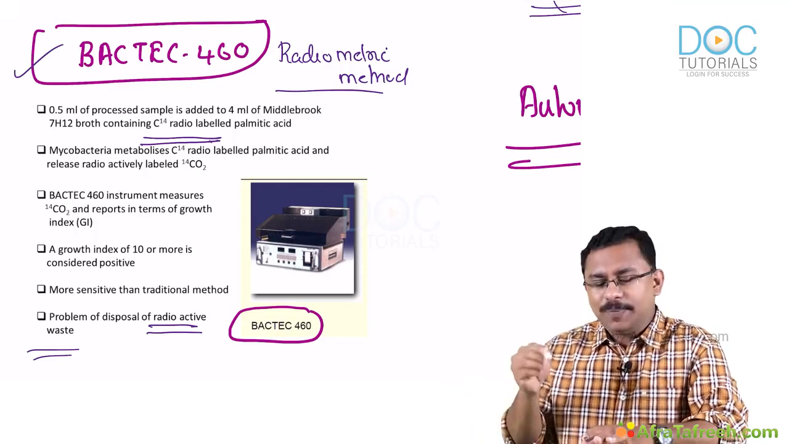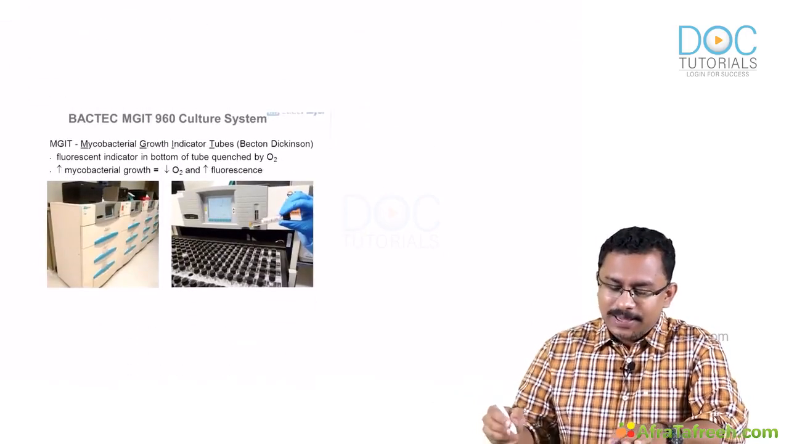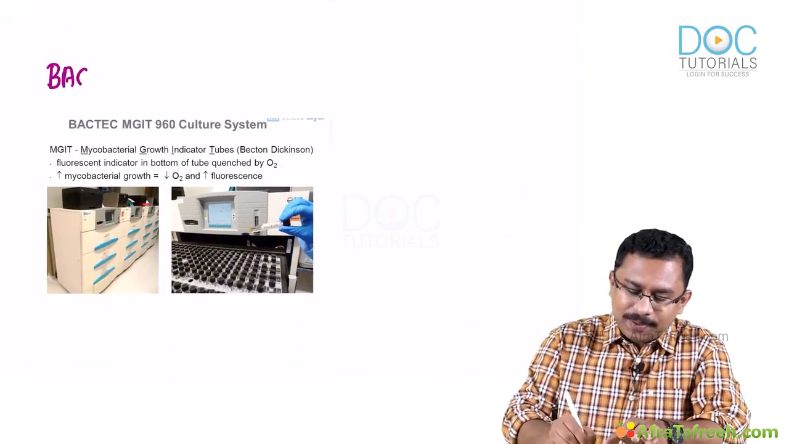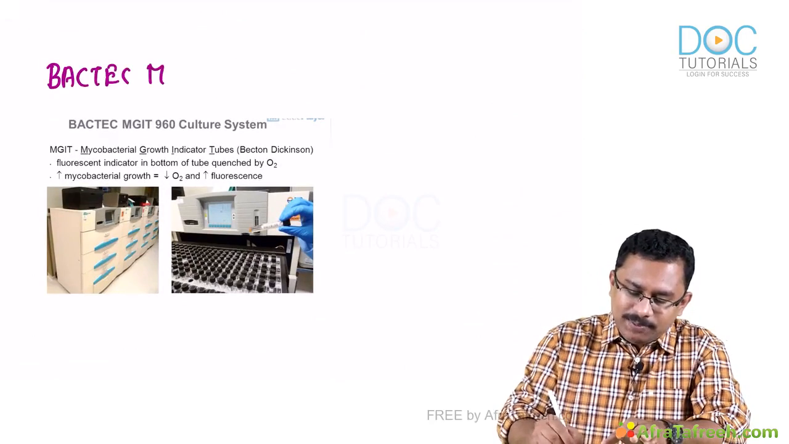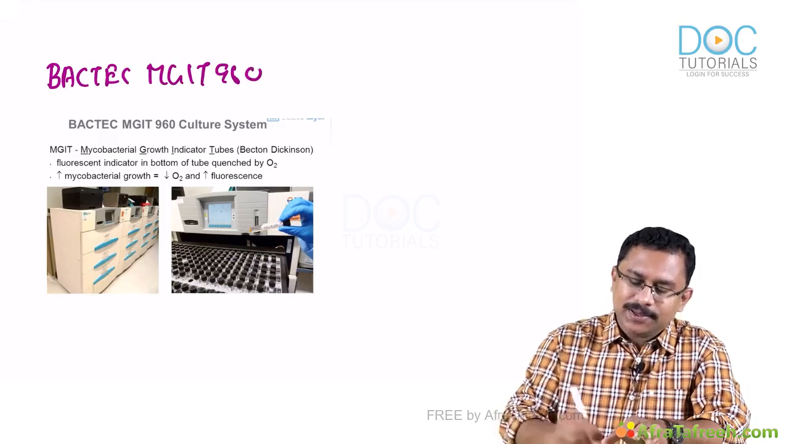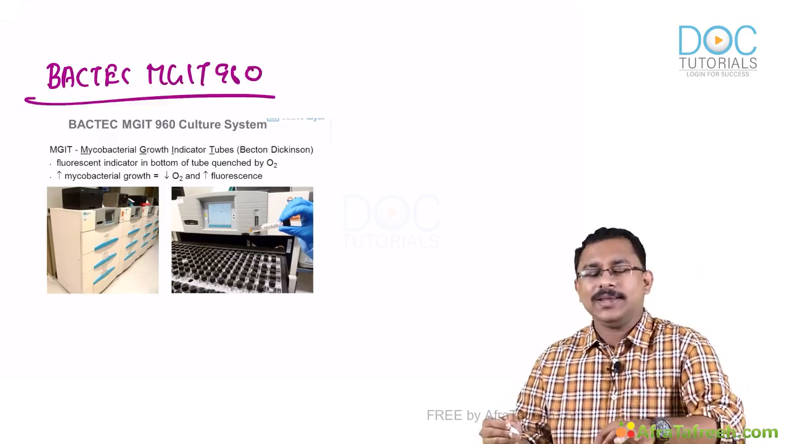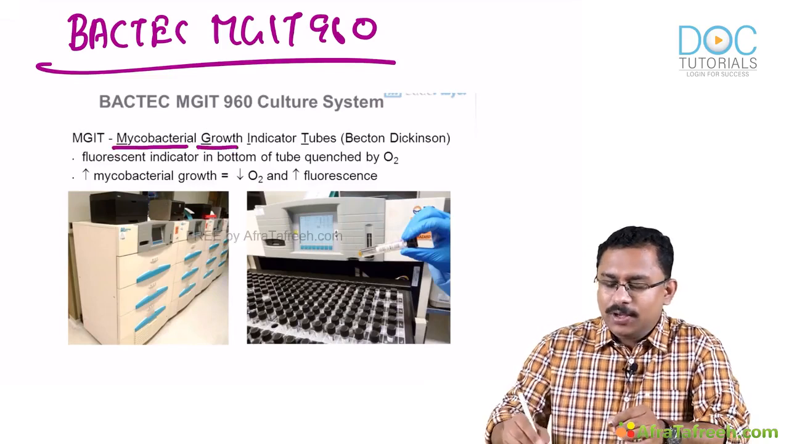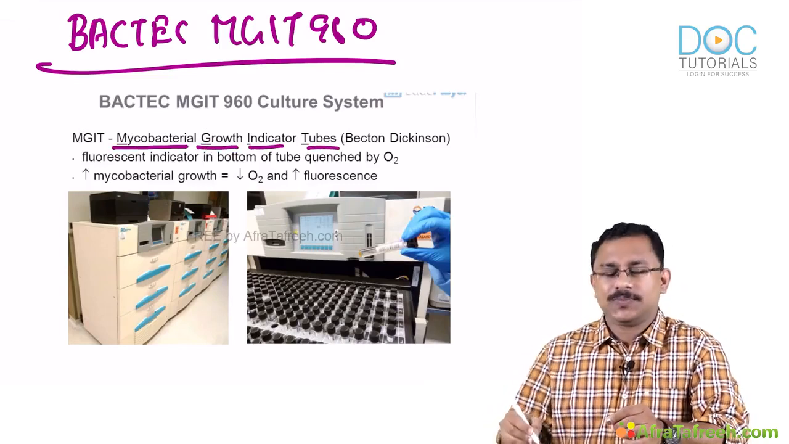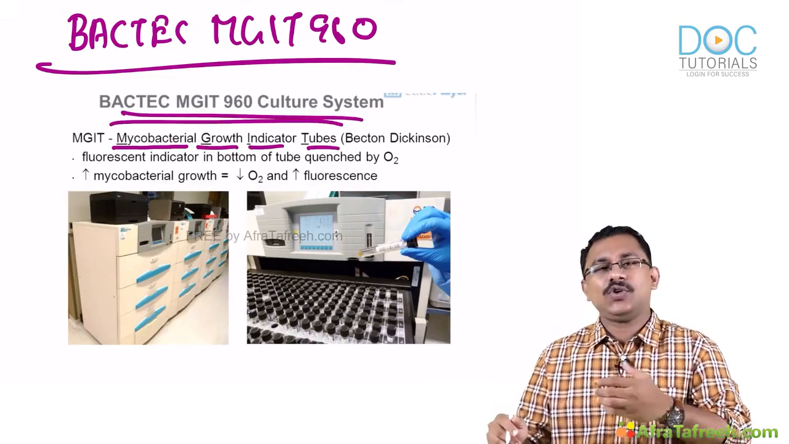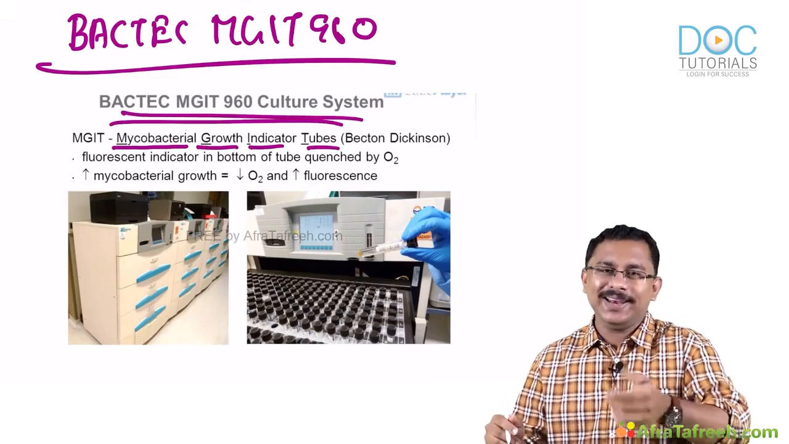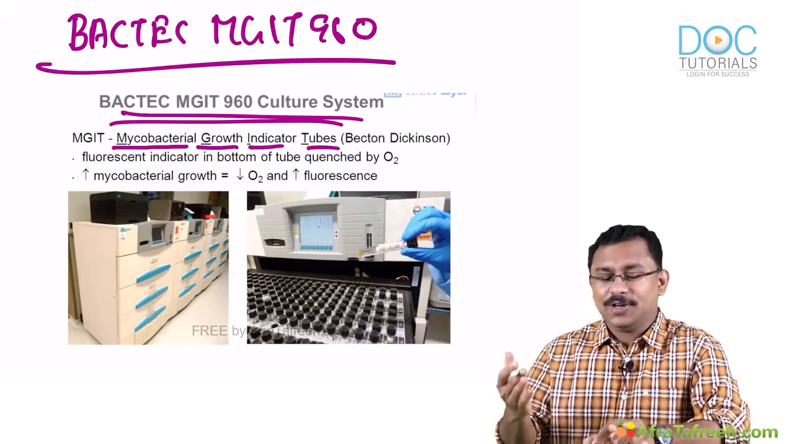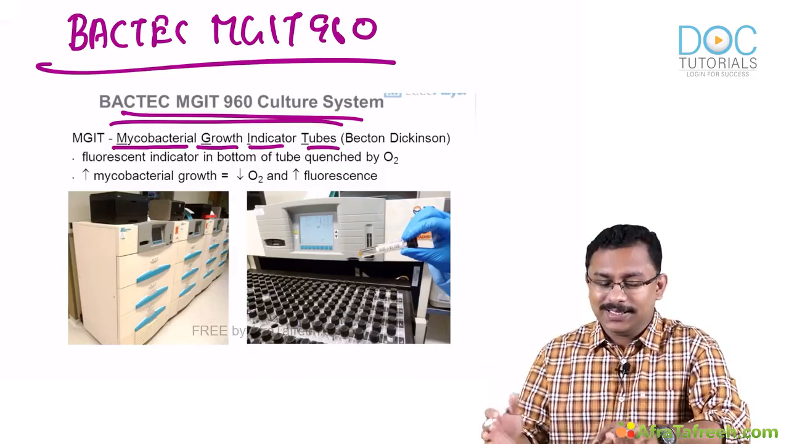So one method is your BACTEC 460 method, and the second method is your BACTEC MGIT 960 method. This is another automated culture method. MGIT stands for Mycobacterial Growth Indicator Tubes. So with this culture system also you would get the results quickly. Okay, so that is again a big advantage of your automated culture methods.